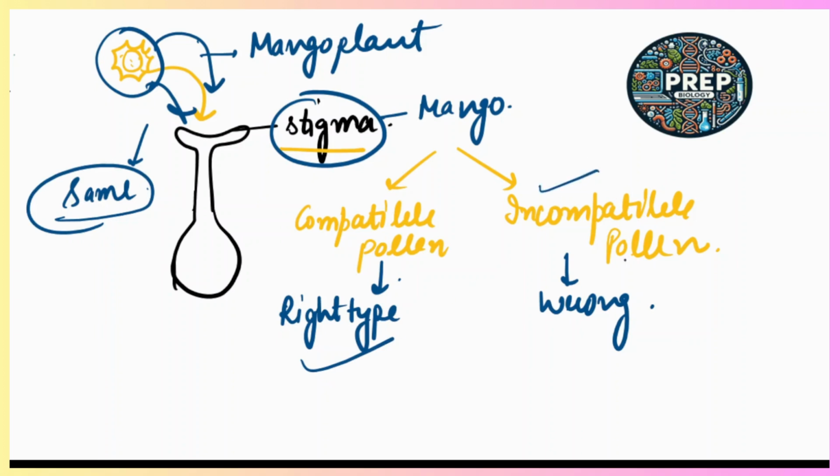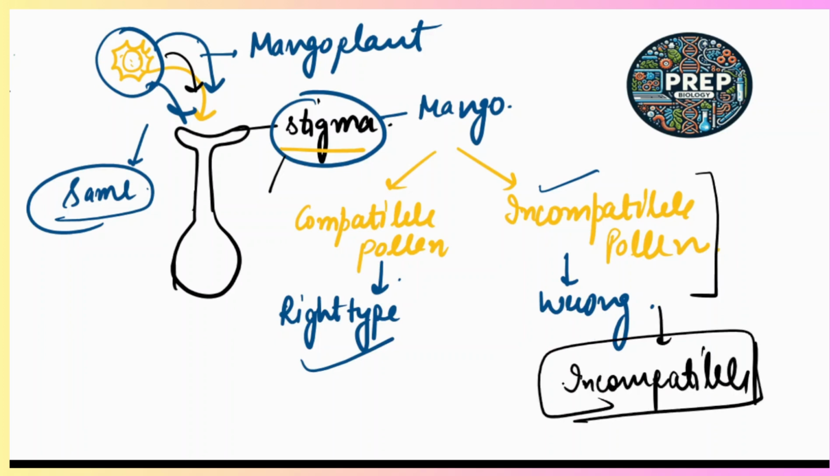What is incompatible pollen? If this stigma is of a mango plant, but this pollen is not from the mango plant, this pollen is from another plant, so this is the wrong type of pollen that lands on this stigma. So this is the incompatible pollen. I hope this concept is clear to you all.